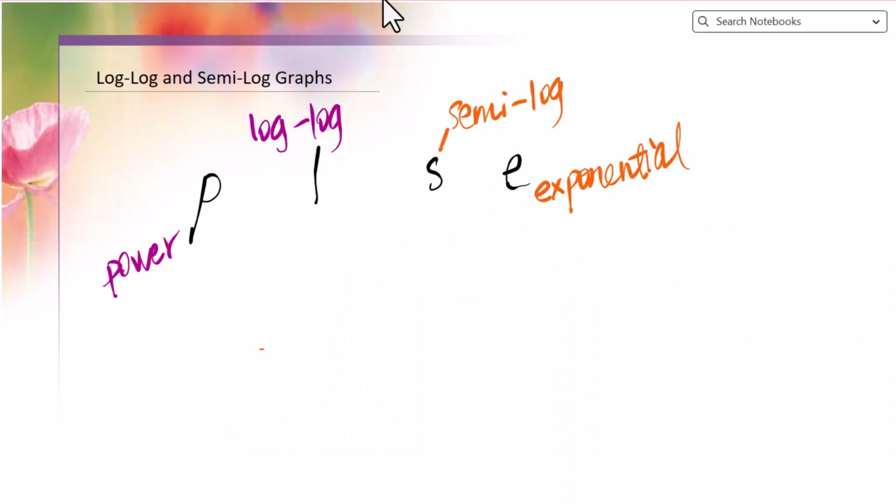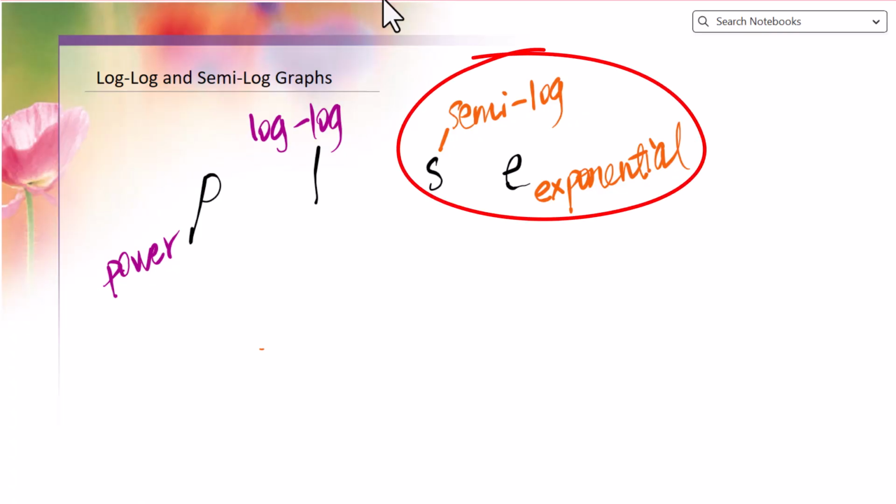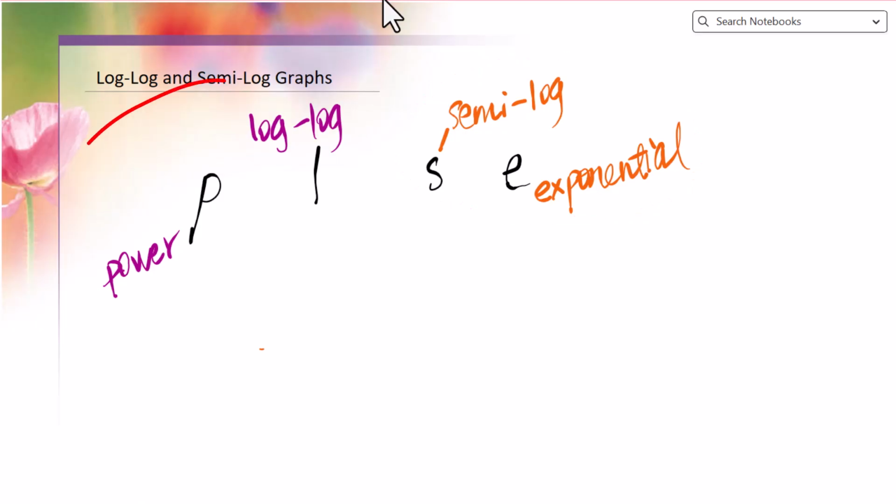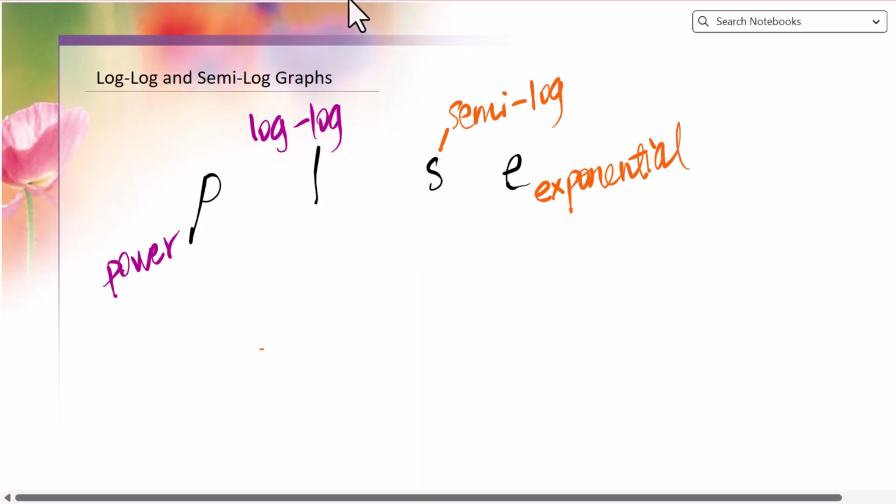Let's talk about this policy. Semi-log graph results in exponential function model. Log-log graph results in power function model.